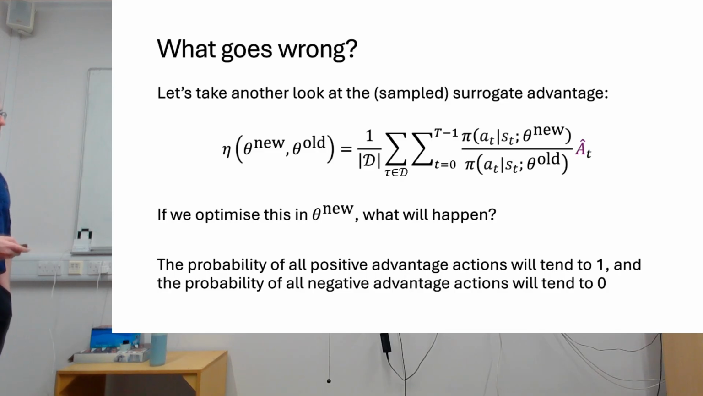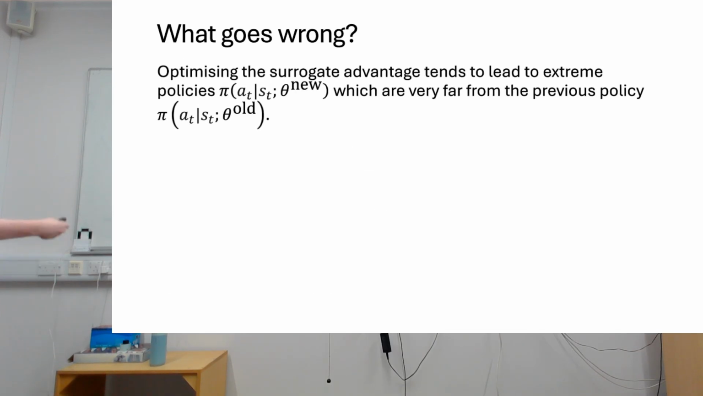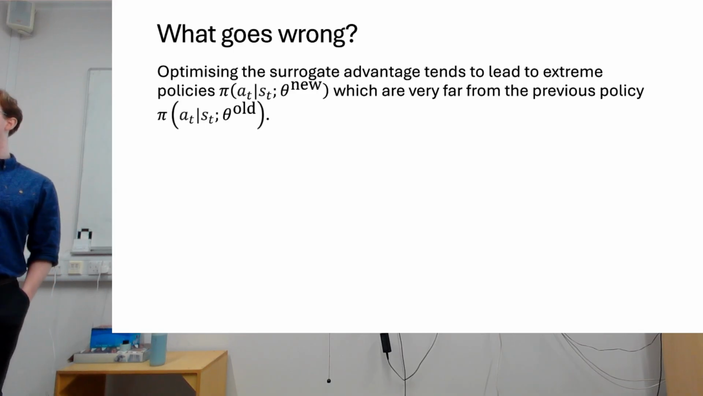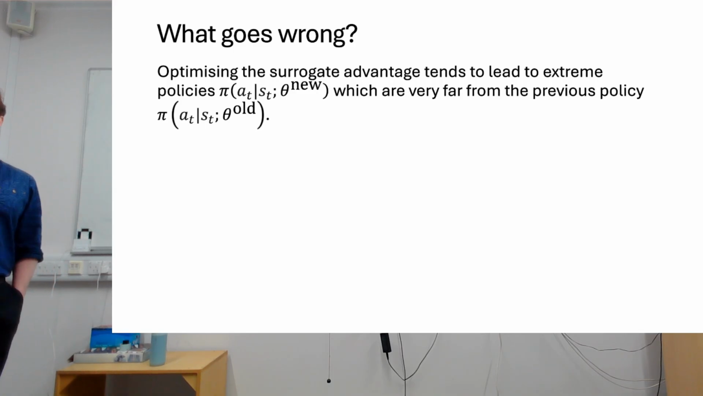Okay, why is this a bad thing? Why is this a problem? Well, the surrogate advantage, if you just optimize it directly, then you get extreme policies. And these extreme policies will be very far away in general from your previous policy, right? Compared to your previous policy, they're going to be very different. They're going to be very far away.